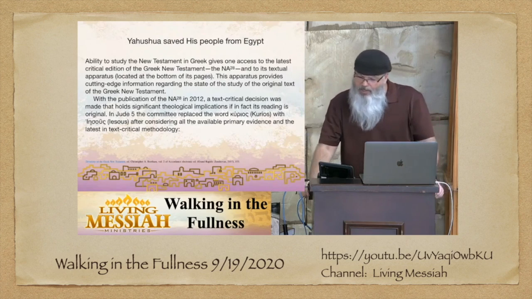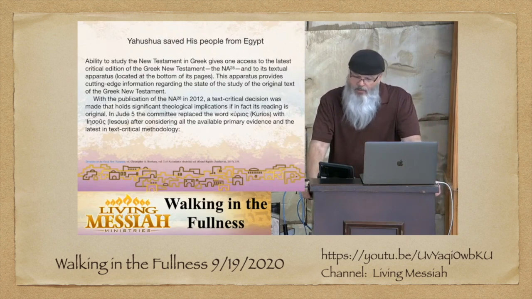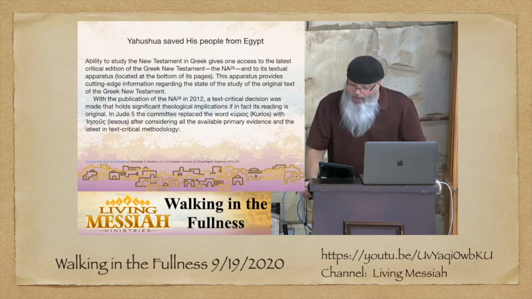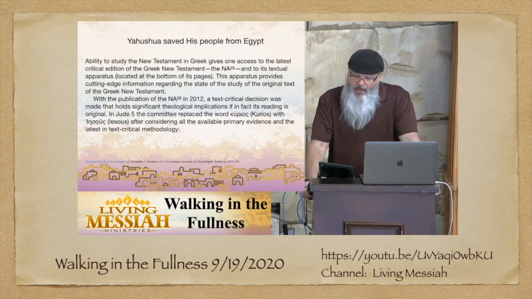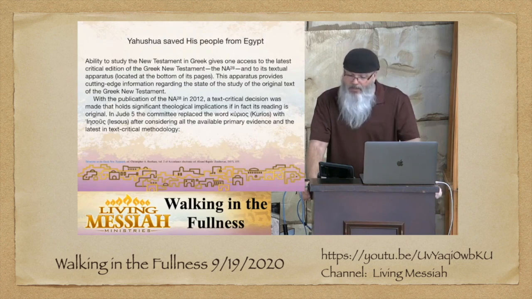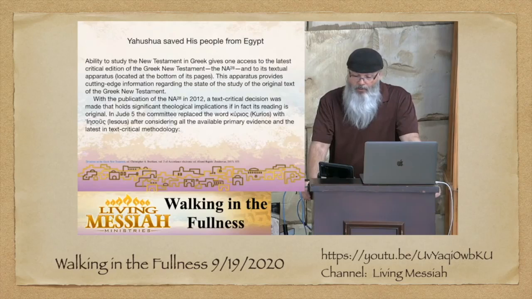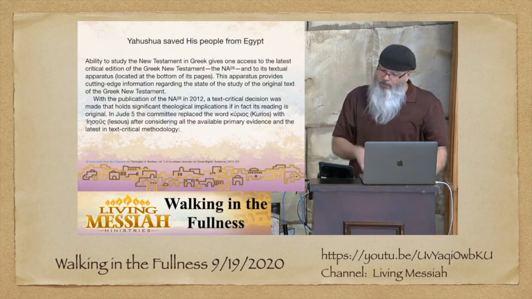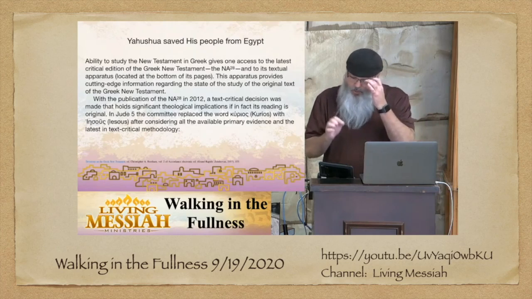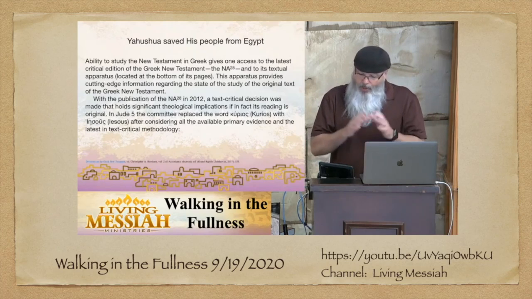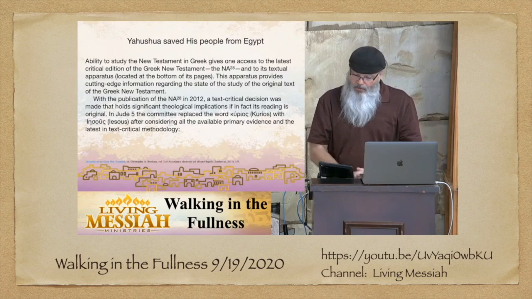Ability to study the New Testament in Greek gives one access to the latest critical edition of the Greek New Testament. It's called the NA28, and to its textual apparatus, located at the bottom of pages. This apparatus provides cutting-edge information regarding the state of the study of the original text of the Greek New Testament. With the publication of the NA28 in 2012, a text-critical decision was made that holds significant theological implications.